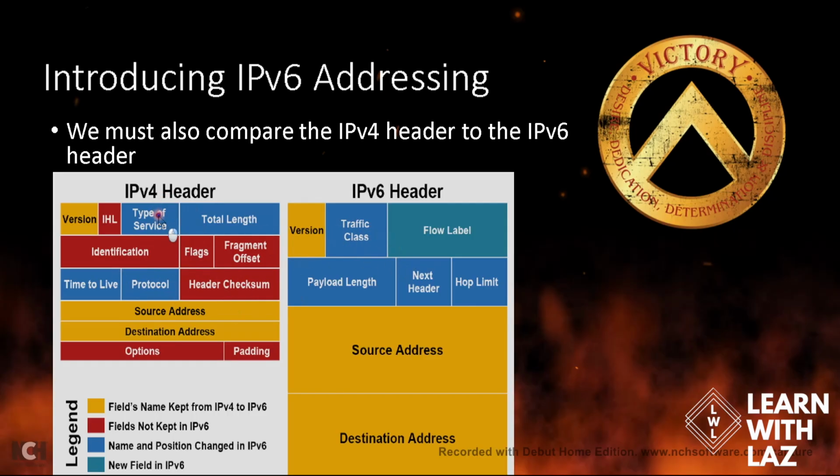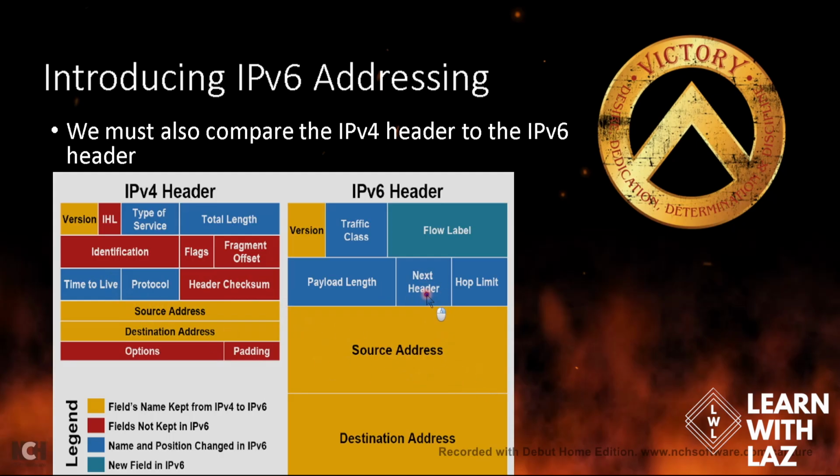Here you have type of service, so that's the traffic class. We don't have a flow label over here, right? That's new to IPv6. It's a flow label. Then we have a payload length. Here they had a total length, so now it's called a payload length. So we added certain things in there that we didn't have before, like the next header.